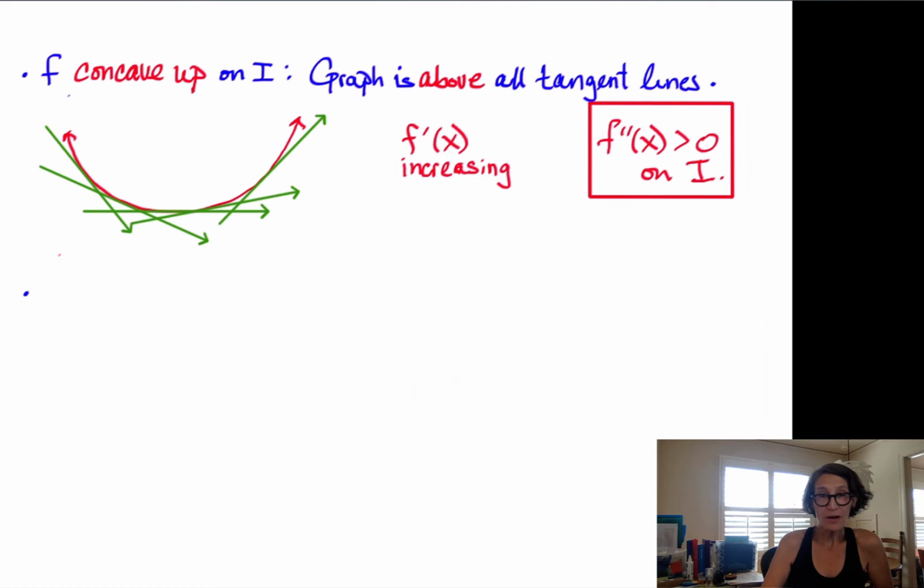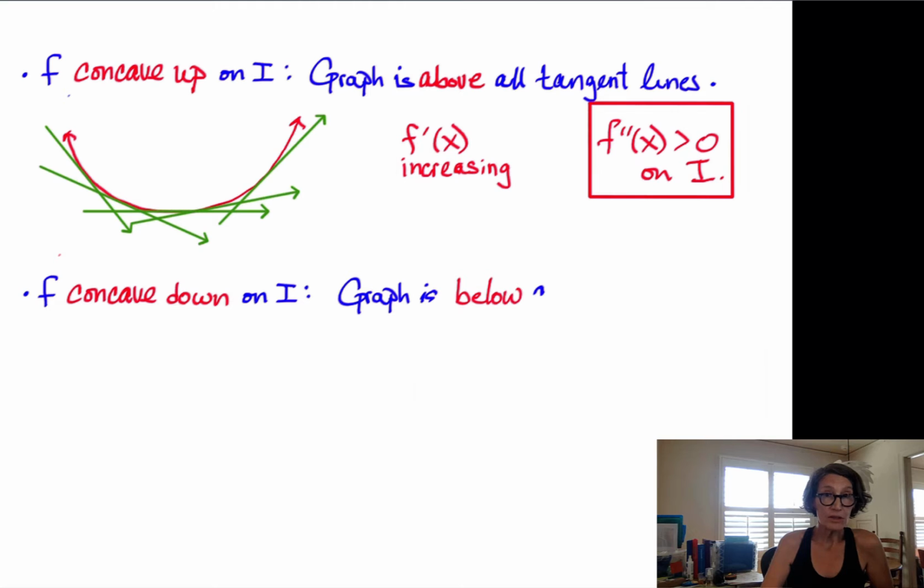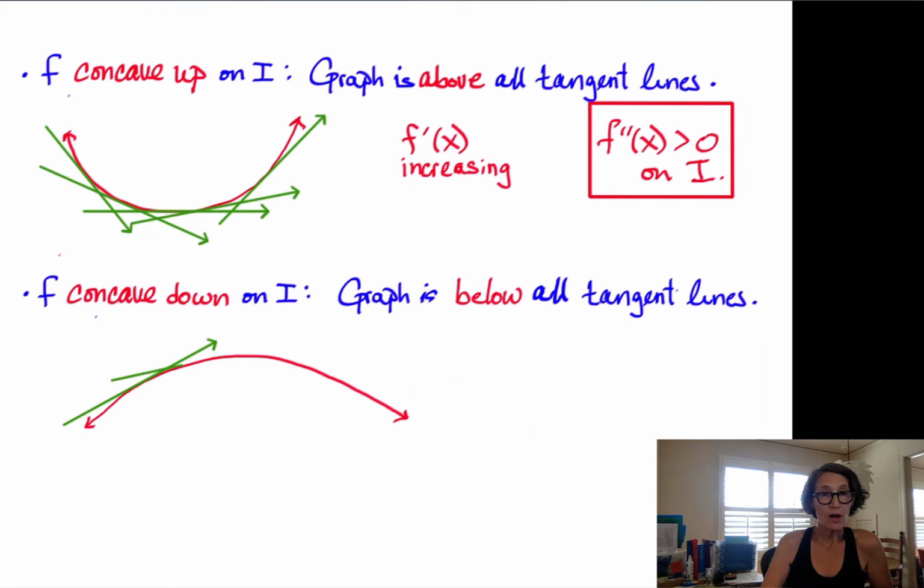All right, so what about concave down? Concave down means that the graph of f is always going to be below its tangent lines on that interval. So it looks like this. This is a concave down graph. Notice when I start drawing the tangent lines, they start out positive, a little less positive. The slopes are decreasing. There's a tangent line with slope 0, and then the slopes become negative and a little bit more negative.